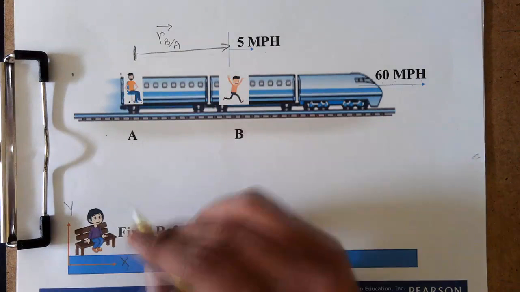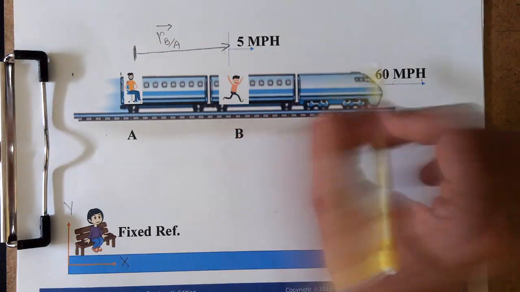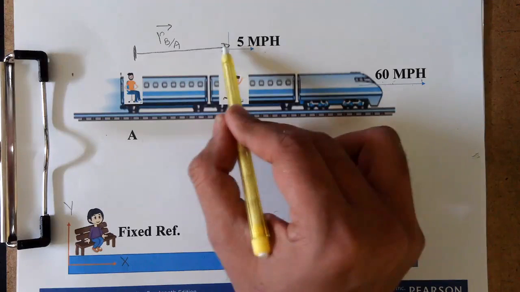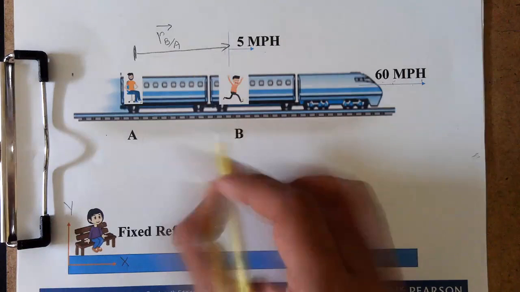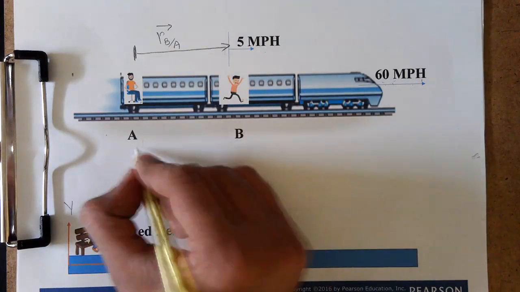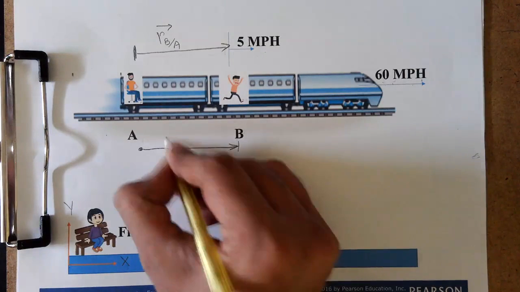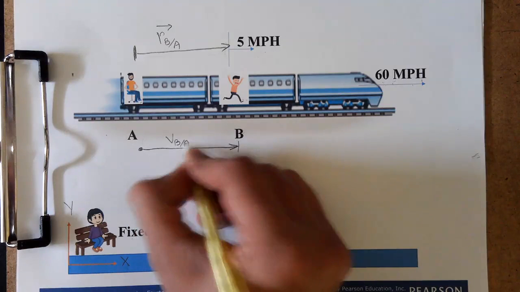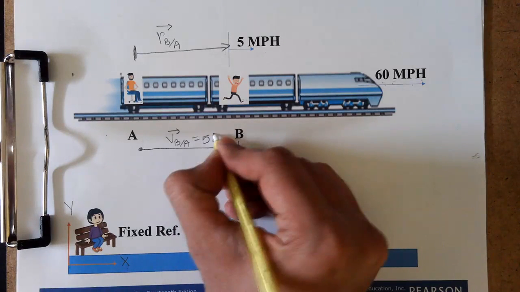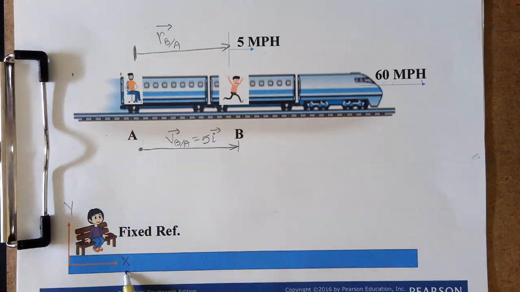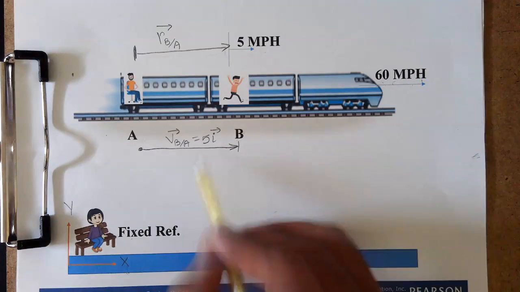Now, as this person runs inside the train at 5 miles per hour towards the right, this position vector changes, and if we take the derivative of this position vector with respect to time, we get the velocity of B relative to A. Let's say this is that velocity, V B relative to A, and it's given by 5i, where i is the unit vector in the x direction because everything is going towards positive x.